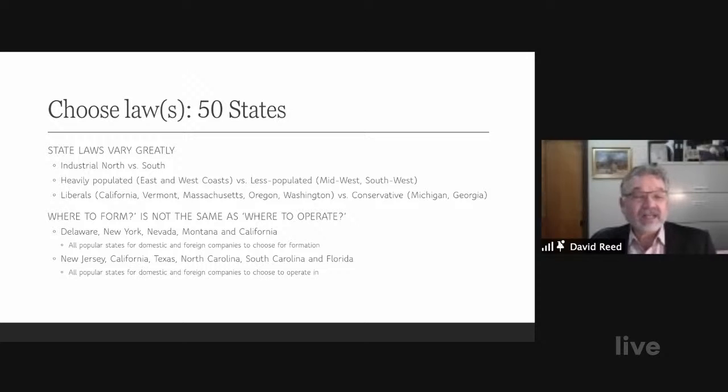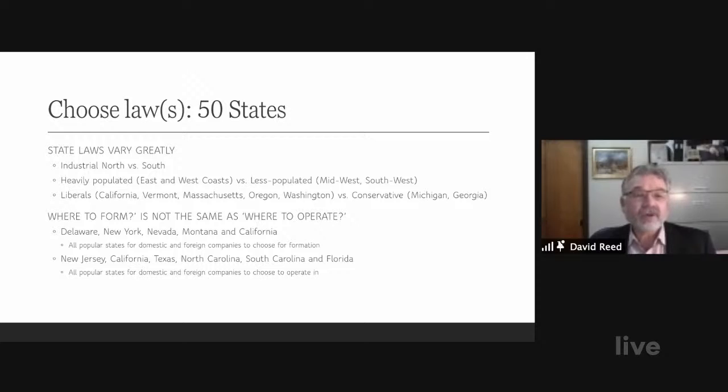If you're interested in getting investors, if you're interested in getting shareholders, many of them feel more comfortable dealing with a Delaware entity, even though the practical differences between a Delaware entity and a New York entity may be almost non-existent. Other states that are popular for formation right now: New Jersey, California, Texas, North Carolina, South Carolina, and Florida.